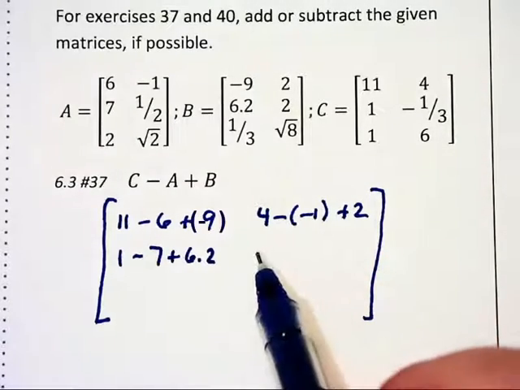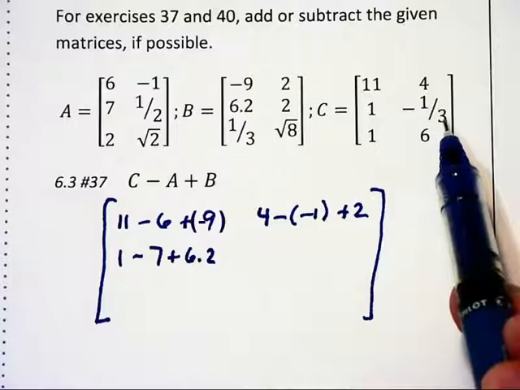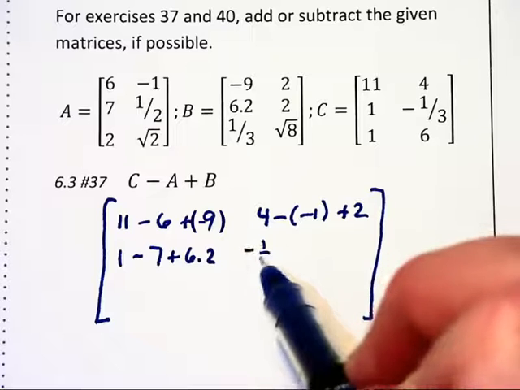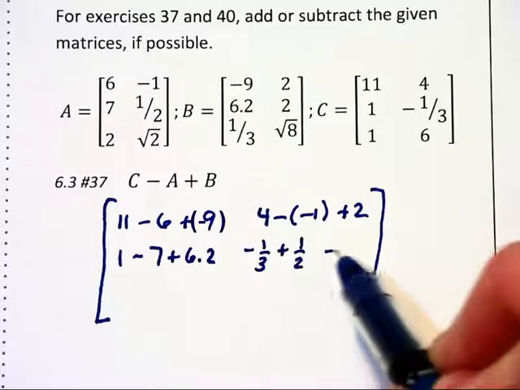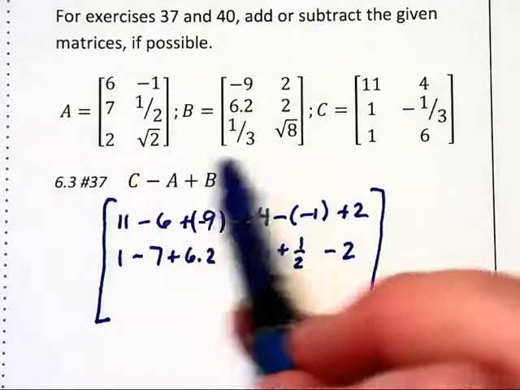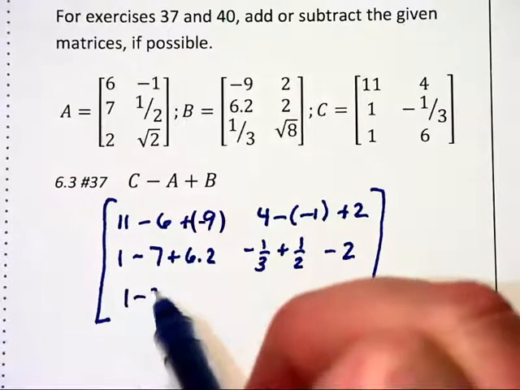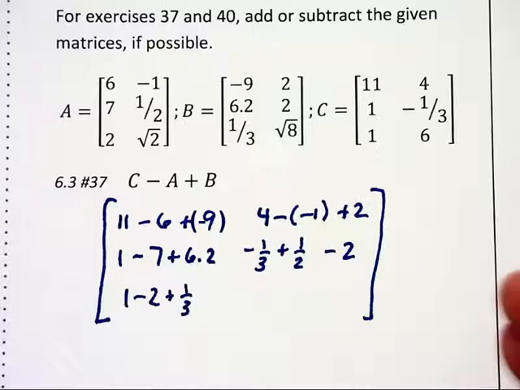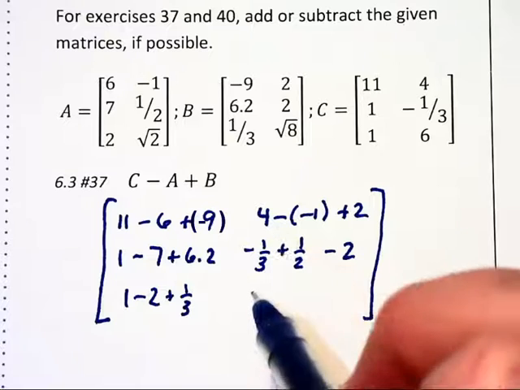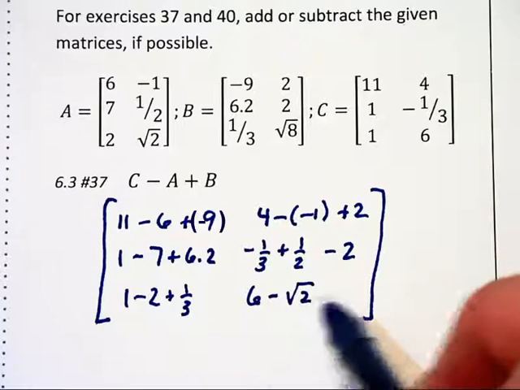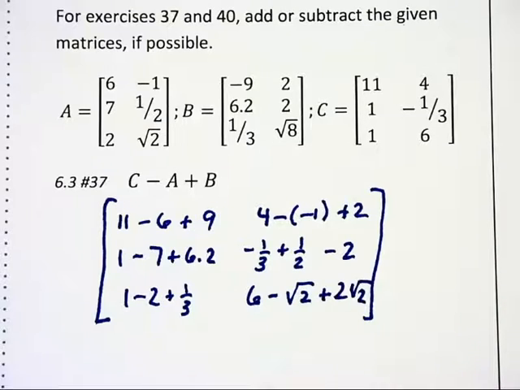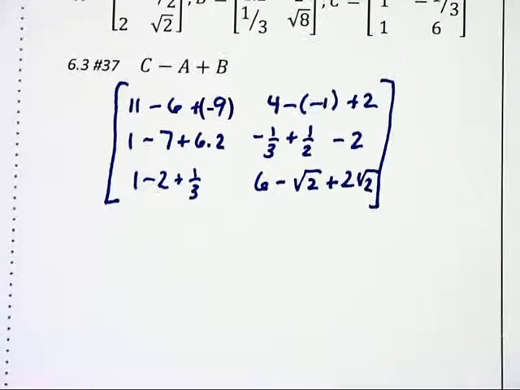In the second row second column, negative a third minus a half plus 2, and then in the bottom left, 1 minus 2 plus a third, and finally down in the bottom right, 6 minus root 2 plus root 8. 6 minus root 2 plus, and instead of root 8 I'm going to write that as a 2 root 2. Okay, now I actually have to do the arithmetic here.